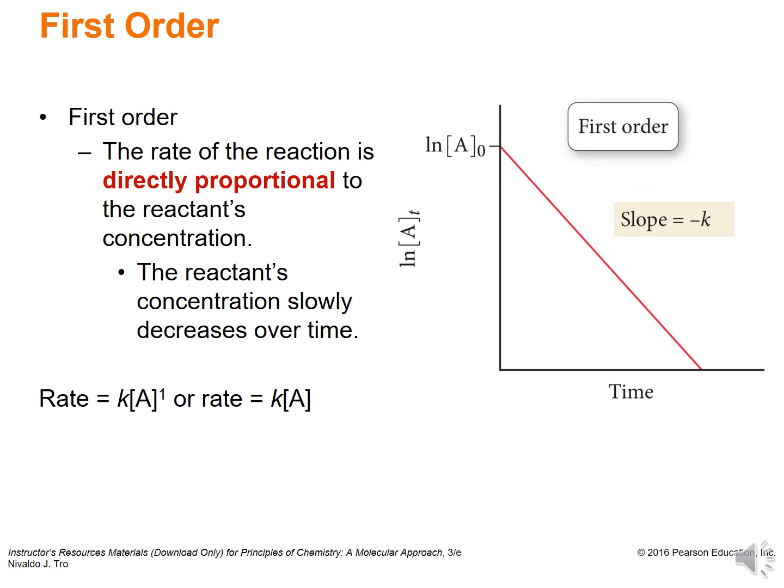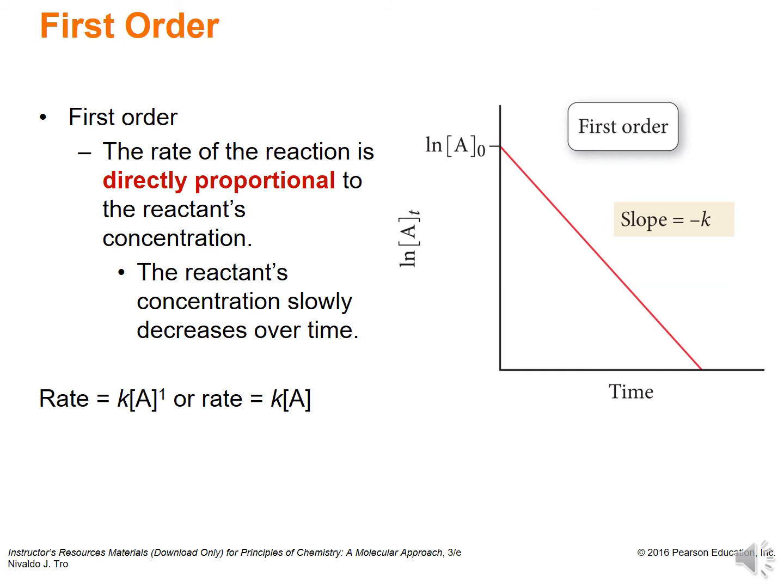Okay, instead, let's consider first order reactions. So first order reactions, the rate of reaction is directly proportional to the reactant's concentration. This makes a lot of sense. This is what people tend to be able to wrap their minds around. So the reactant's concentration slowly decreases over time, and the rate is changed by a given factor based on if you increase or decrease the concentration by that same factor.